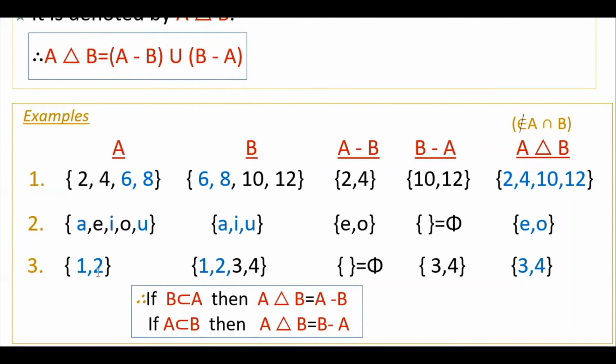And if you see second and third example, here B is subset of A. So if B is subset of A, then the symmetric difference of the two sets is equal to A minus B. You can see here this empty set and here also empty set. So the symmetric difference of A and B is equal to A minus B if B is subset of A. Similarly, in the third example, if A is subset of B, then the symmetric difference of A and B is equal to B minus A. See here, that is equal to B minus A.